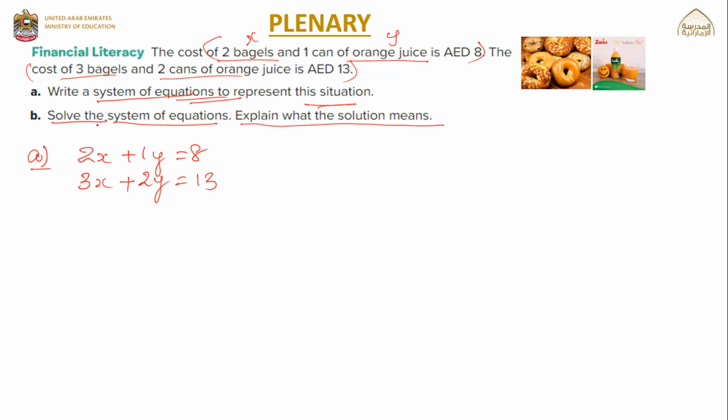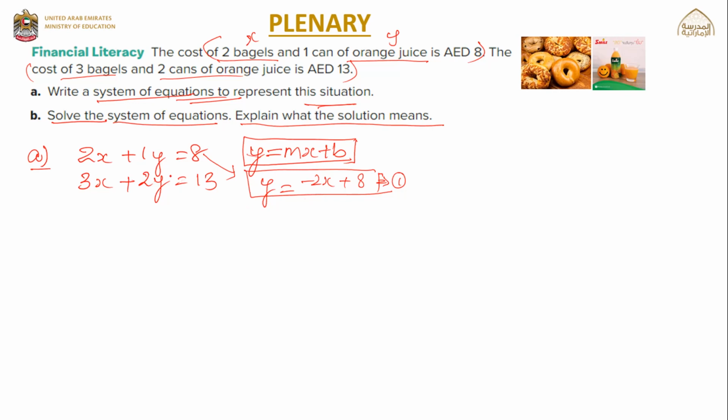So before you solve, you are going to graph this on the coordinate plane. Check whether this is in slope-intercept form. What is slope-intercept form? y equal to mx plus b. So rewrite these two equations in slope-intercept form. If I go on with the first equation, I'll be rewriting it as y equal to negative 2x plus b, that is 8, the first equation in slope-intercept form.